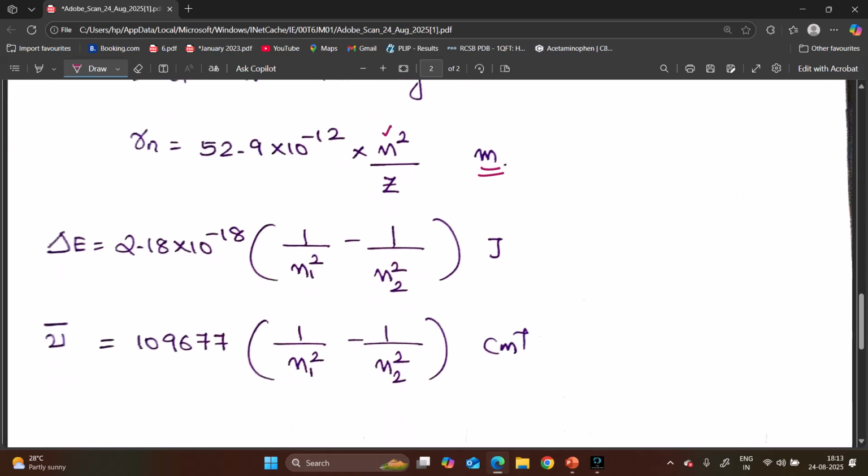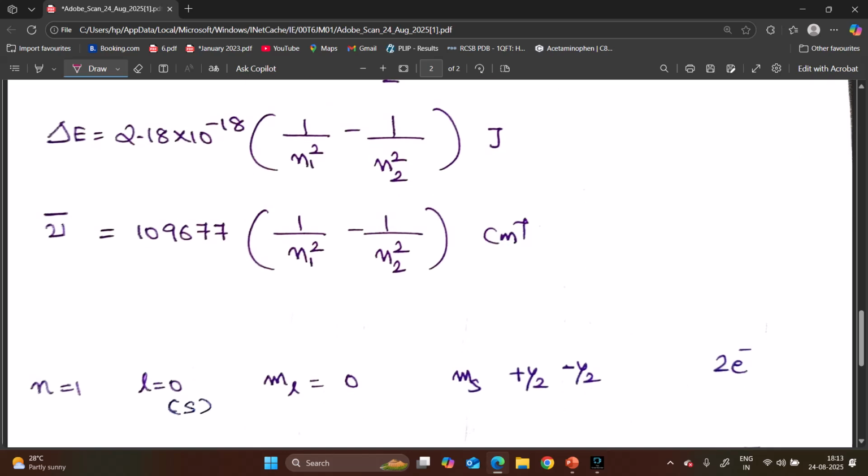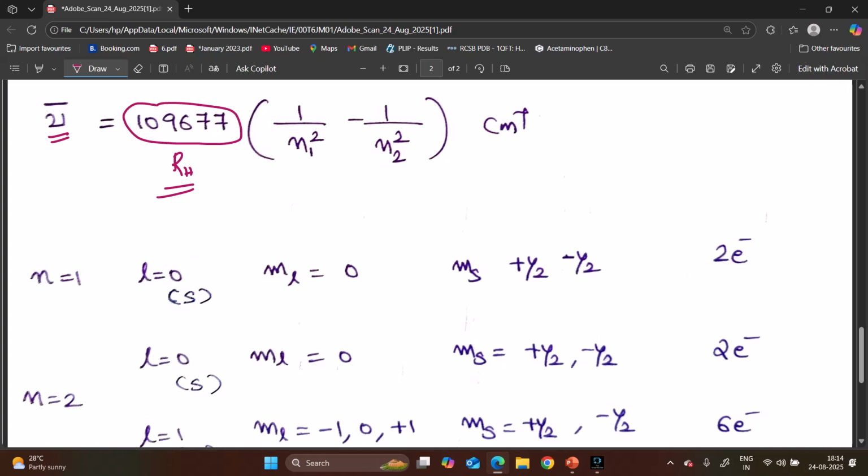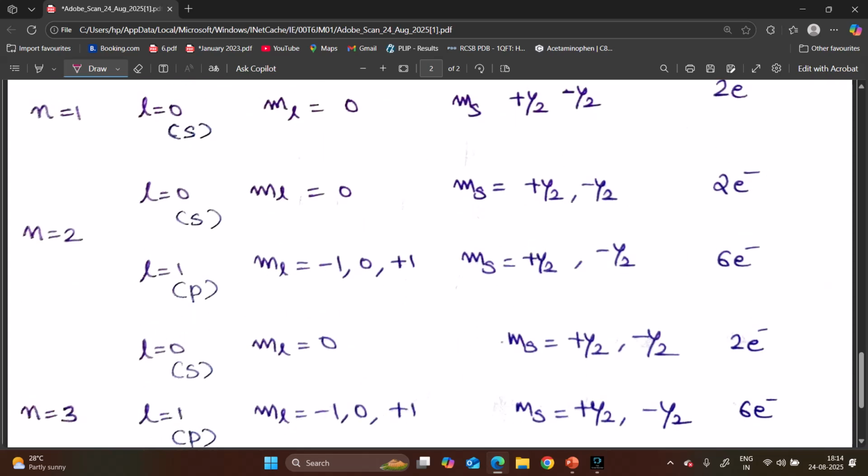The energy difference between two energy levels, N1 and N2, can be calculated as 2.18 into 10 raised to minus 18 into 1 by N1 square minus 1 by N2 square. If you need the wave number, that can be expressed as 109677 into 1 by N1 square minus 1 by N2 square. This 109677 is called the Rydberg constant. The last aspect regarding this particular chapter is associated with the principal quantum number, azimuthal quantum number, magnetic quantum number, and spin quantum number.